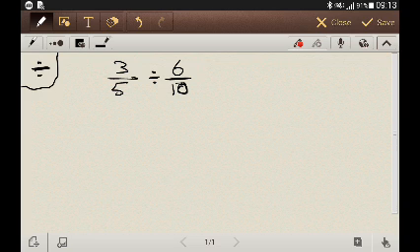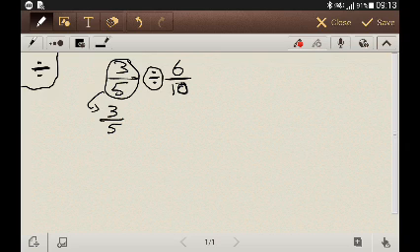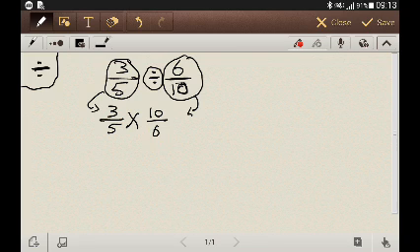What you're going to do, the first step is 3 over 5. This first fraction will stay as it is. The division sign will transform to be a multiplication sign, and the second fraction will be flipped upside down and make it 10 over 6. The second fraction should be flipped. 6 over 10 becomes 10 over 6. And then after that you're going to solve it as multiplication of fractions. The same lesson as we took earlier.